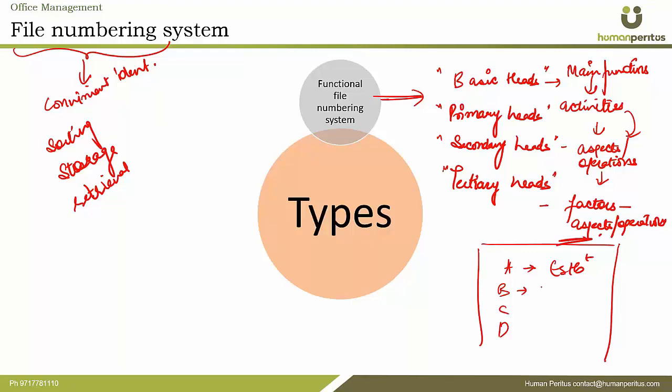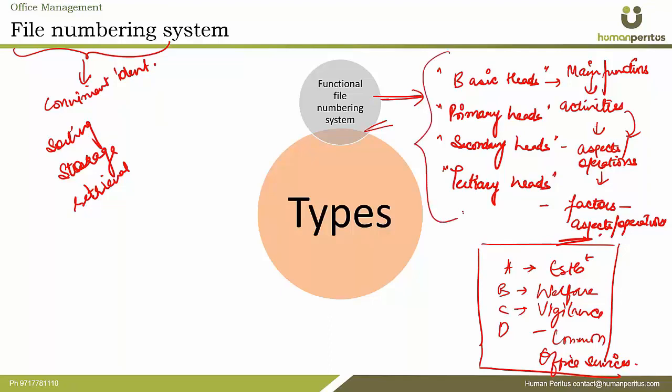So the A code is for the establishment, B code is the welfare function of the ministries and the departments, C for the vigilance, and D for the common office services. All right. So these are the codes given in this file number system for the common functions of the department. There are two main things to be remembered: there are four basic heads maintained under this functional file numbering system, and there are certain codes also given to the common functions of different ministries and departments.